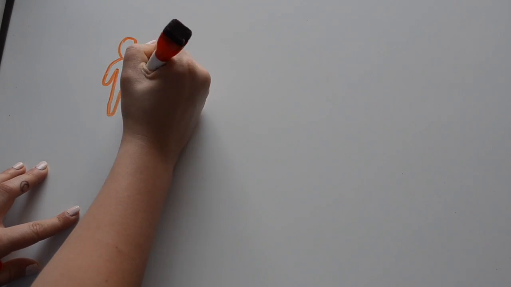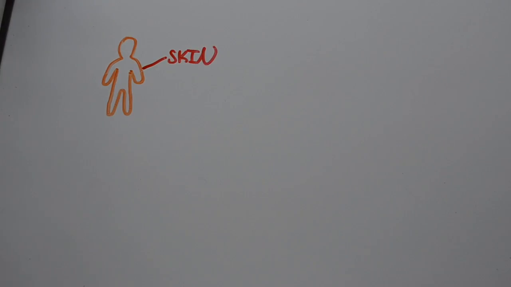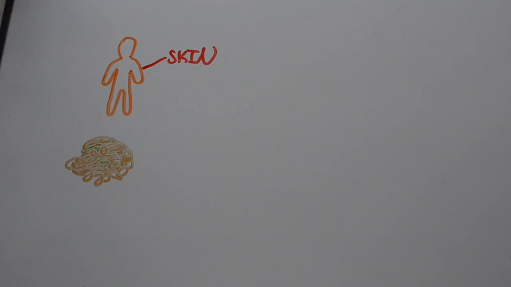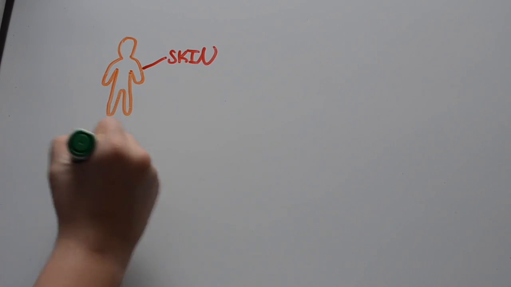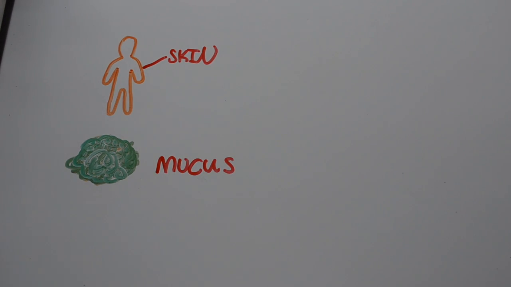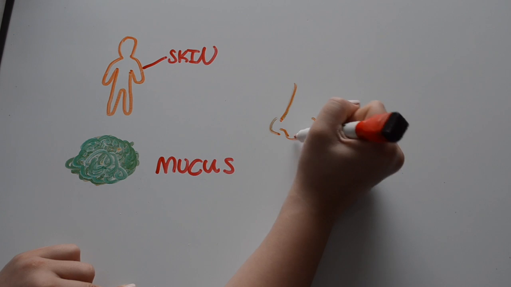Some barrier defenses are skin, which is acidic and prevents growth of bacteria on your skin; mucus, which traps bacteria and viruses and prevents them from traveling farther; and hairs, like your nose hairs, that keep trash and other nasty stuff out of your insides.